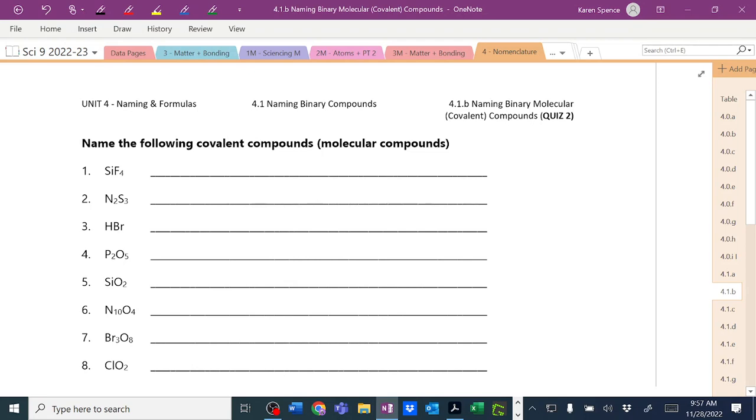The prefixes, mono, di, tri, tetra, all of those, like numbers 1 through 10. Do you know them yet, though? Learn them and then do them when you're ready, okay?